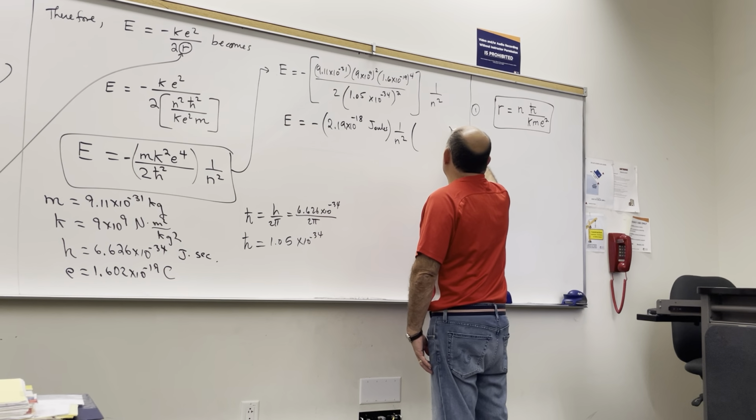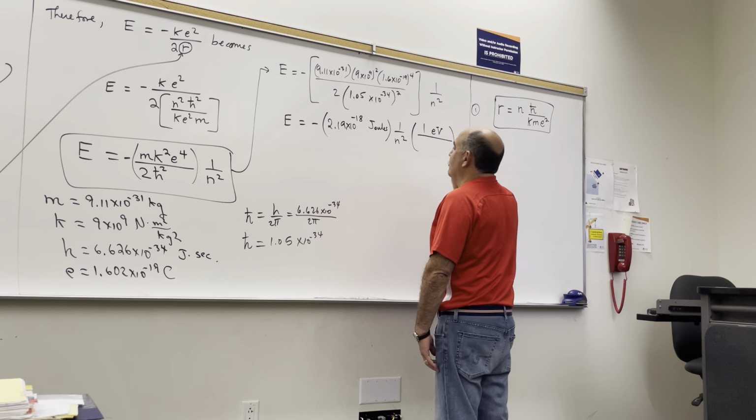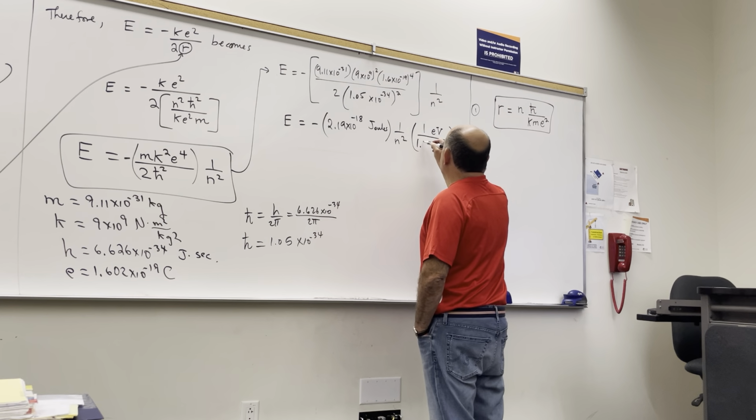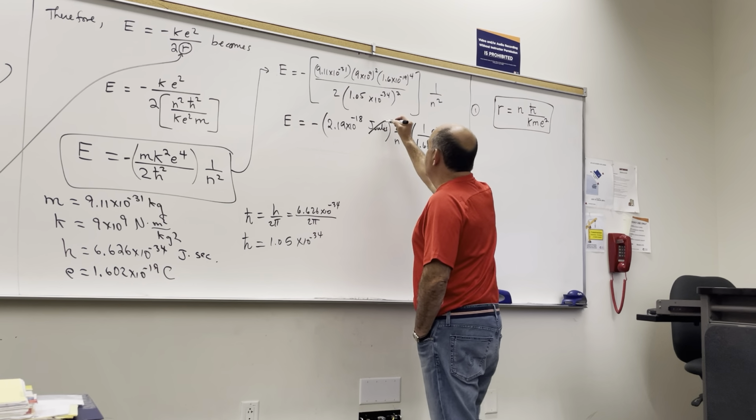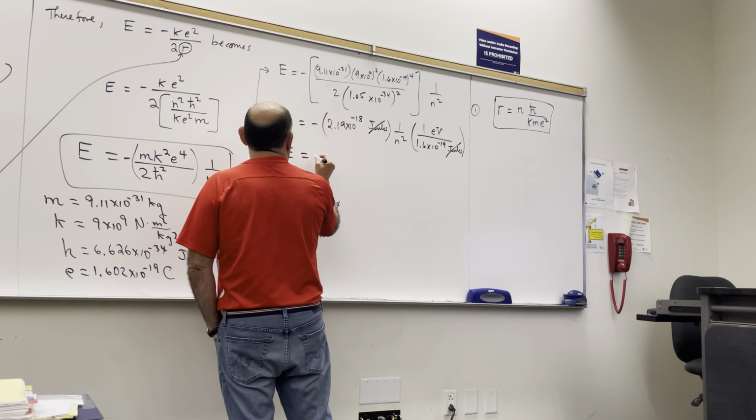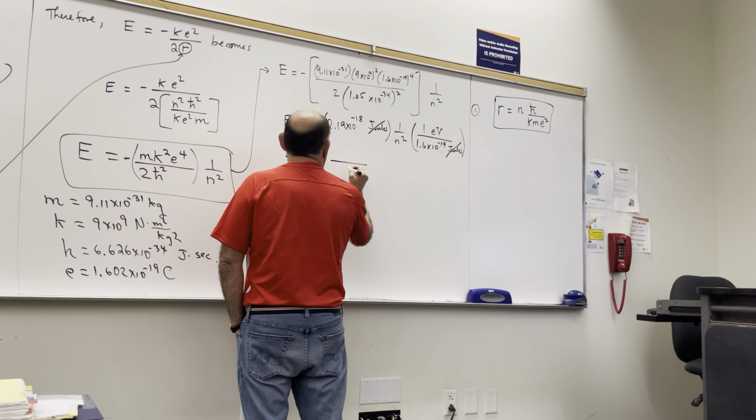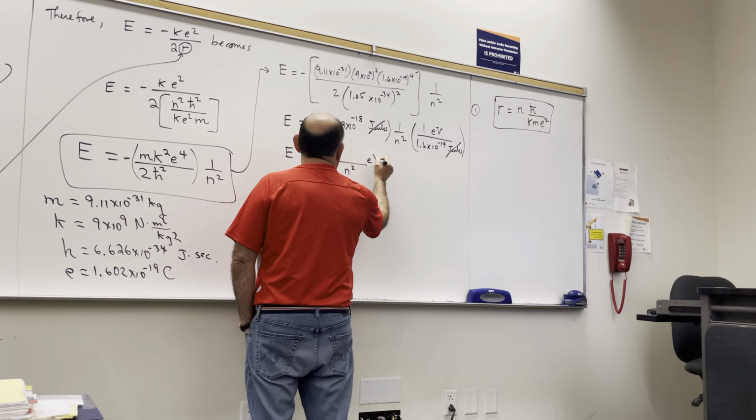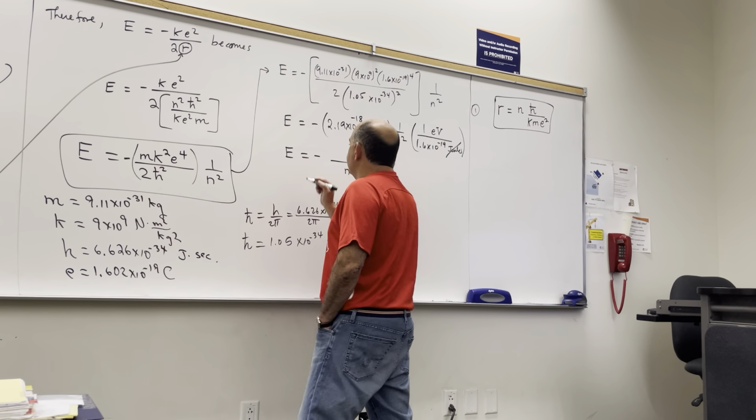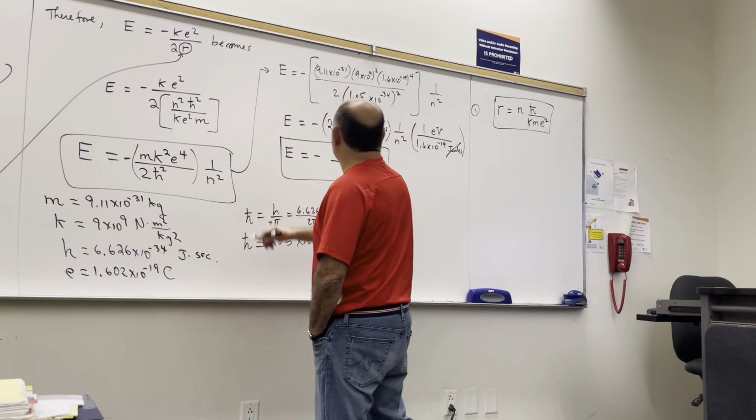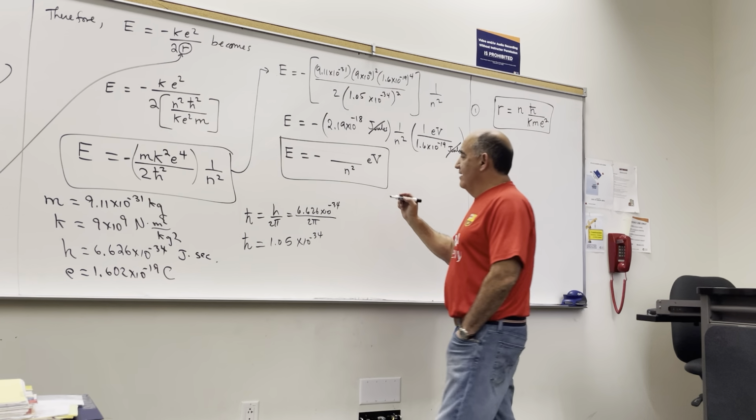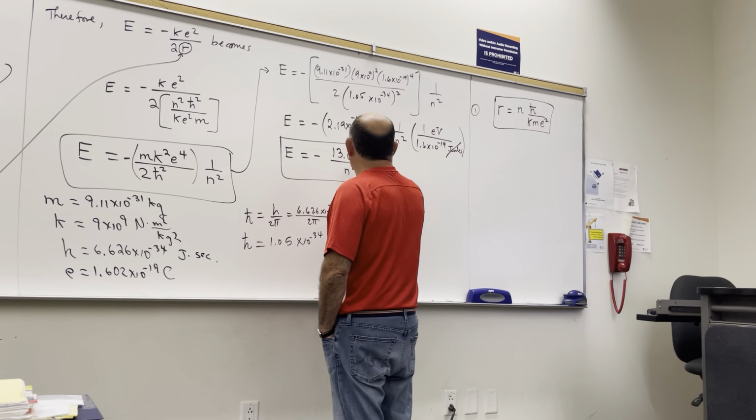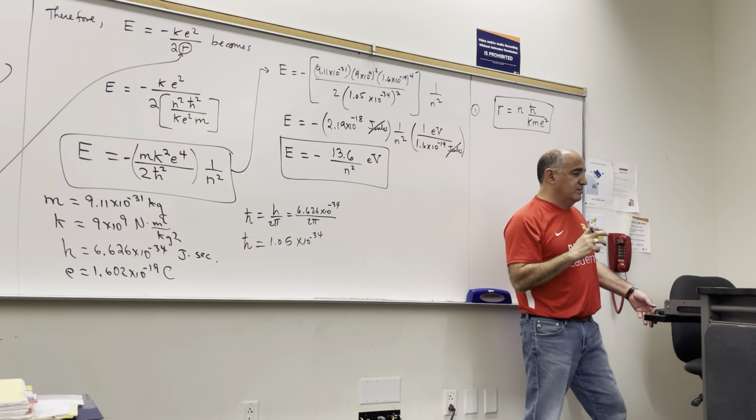So let's convert this to electron volts. 1 electron volt is another unit of energy. It's 1.6 times 10 to the minus 19 joules. So the joules will cancel, and we're going to get this energy as minus 1 over n squared, and this will be in electron volts. And you should get 13.6, but I want you to double check for me.